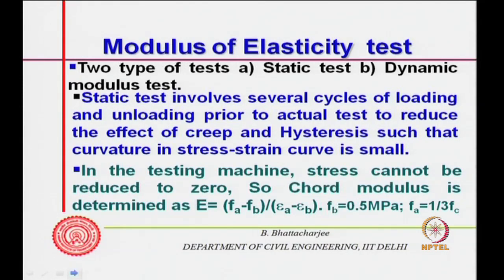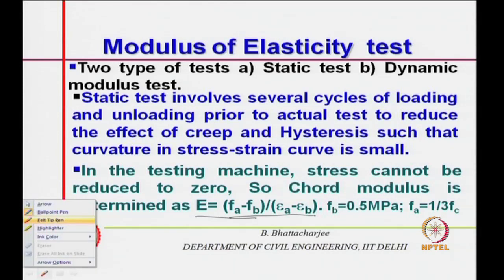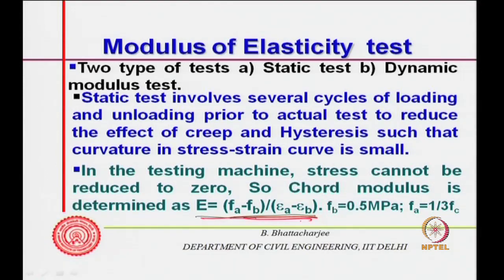In the testing machine, of course, stress cannot be reduced to 0. So, what we do is find the Chord's modulus. After this curve is obtained, we find the Chord's modulus as given by this formula, because it is difficult to reduce the stress to 0. So, corresponding to 0.5 MPa, this is epsilon, this is sigma, 0.5 MPa, and so F b.